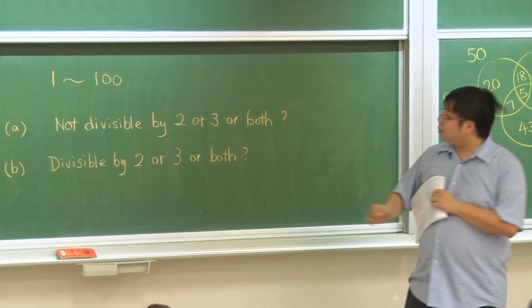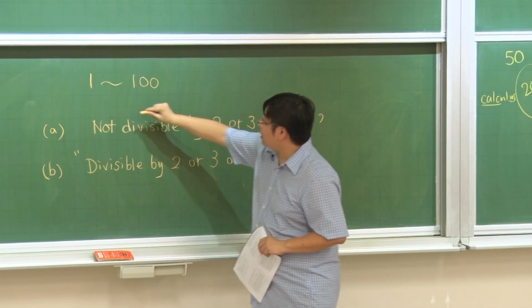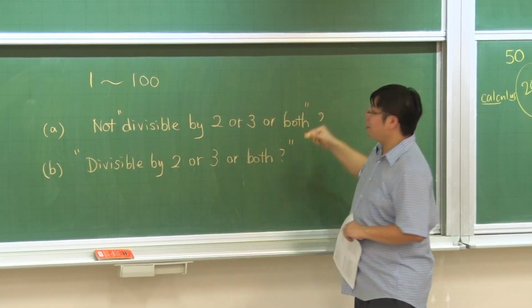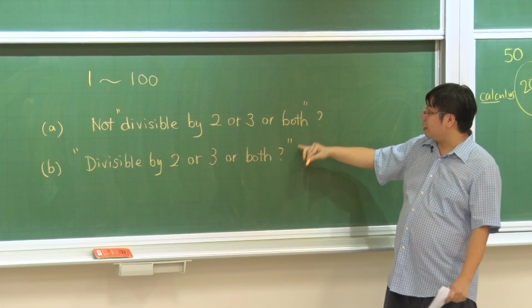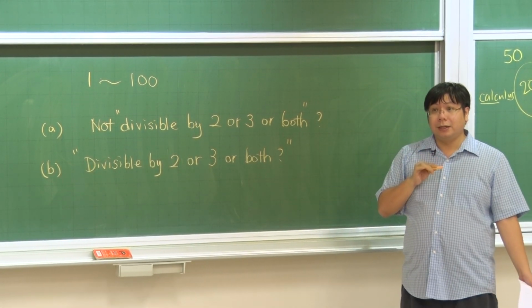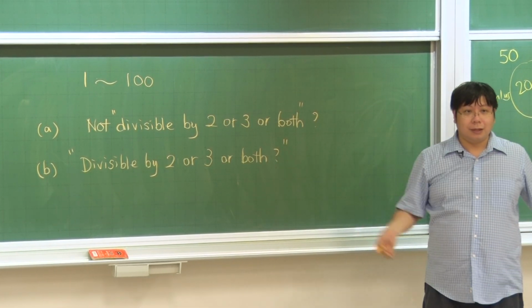Is that okay? So we are looking at divisible by 2 or 3 or both. And this one is not divisible by 2 or 3 or both. So one is the negation of the other, right? If you know the answer of this one, then you know the answer of this one. Okay? Is that okay? Okay, so among 100 numbers, so what do we know?